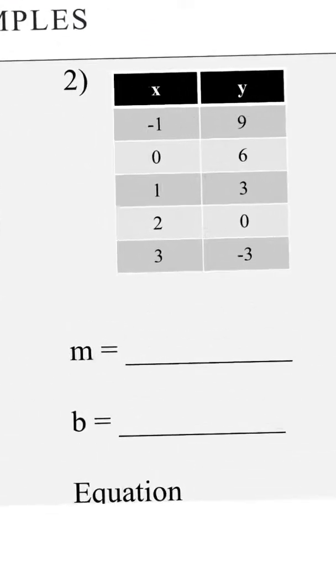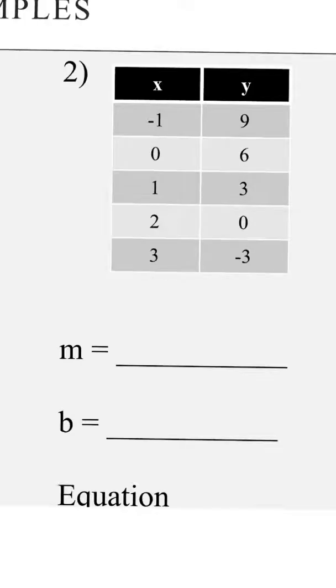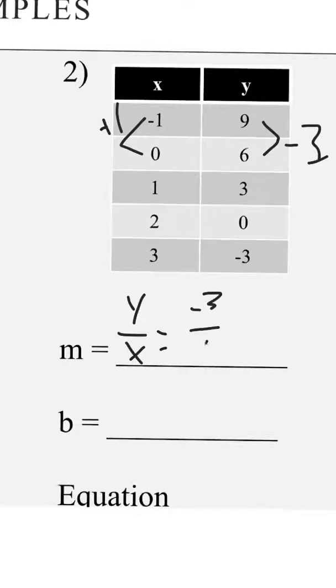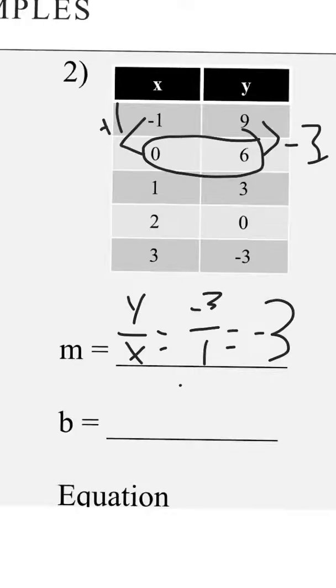And if we look at our example 2, find our slope, y over x. So in this one, our y values are decreasing by 3. And our x's are going up by 1. So therefore, our slope is negative 3 over 1, which is negative 3. And then we need to look at our table, when x is 0, y is 6 on this problem. So that makes our equation y equals negative 3x plus 6.